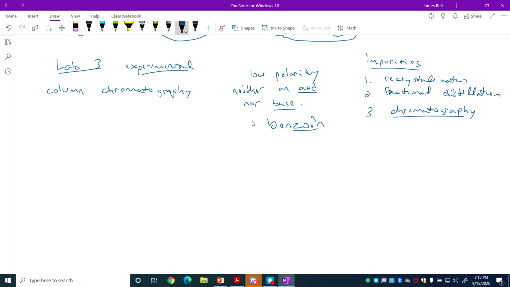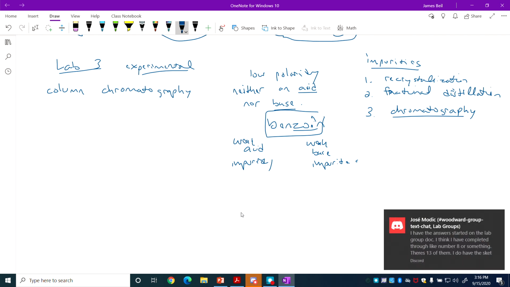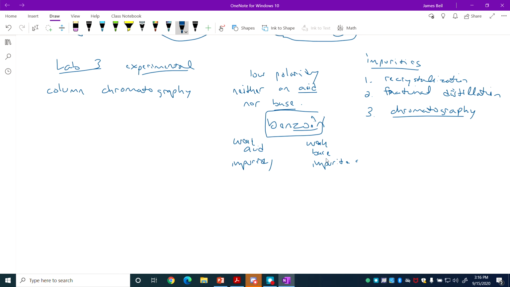So your group will be given one of two mixtures. You'll either have benzoin with a weak acid impurity, or you'll have benzoin with a weak base impurity. A lot of times when you run a chemical reaction, you know what the impurities are likely to be, and there are ways to analyze the products to see if those impurities are there. So you could easily run into a situation where you have a weak acid or a weak base that you want to remove.